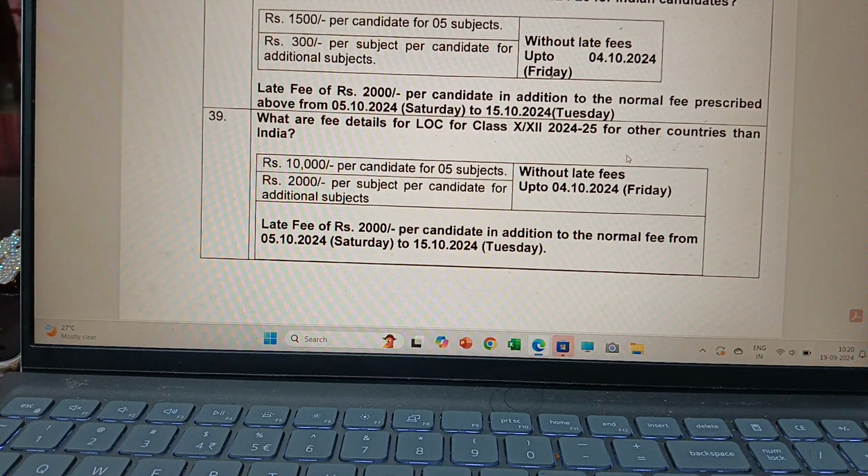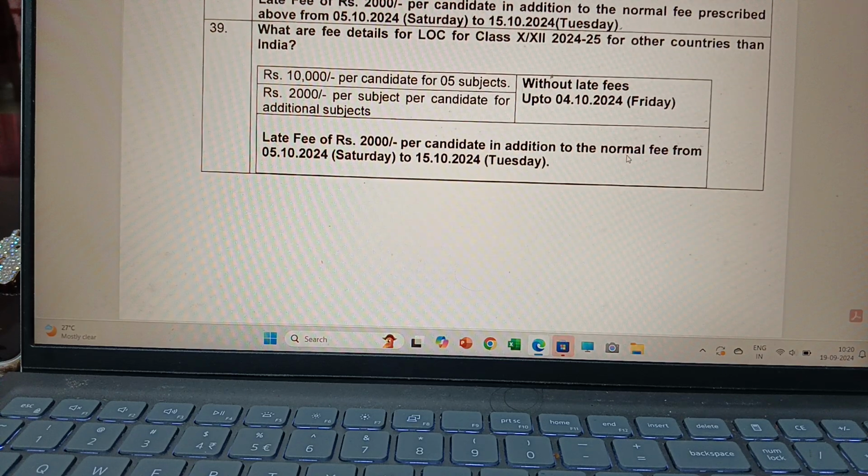Then what are the fee details for LOC for class 10 and 12 2024 for countries other than India? 10,000 per candidate for 5 subjects. Then 2,000 per subject per candidate for additional subjects without late fee, that is up to 4th October 2024. A late fee of 2,000 per candidate in addition to the normal fee applies from 5th October to 15th October 2024.